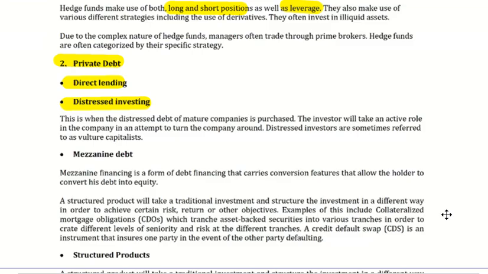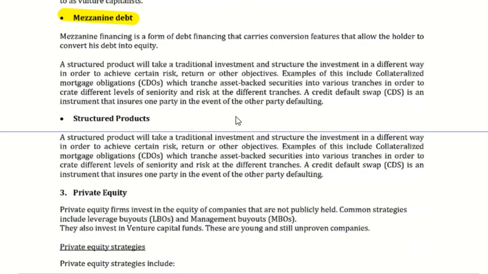It's a distressed company, and obviously hoping that the company does better and that distressed debt then becomes valuable. Mezzanine debt, a form of debt financing that's got certain features in it. Often they've got conversion features which will allow the holder to convert their debt into equity, and we'll talk about those much more again in their respective places.